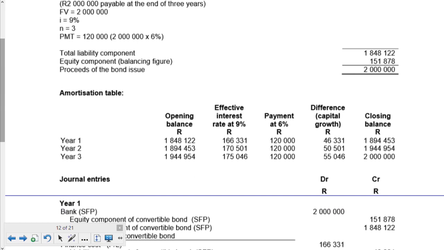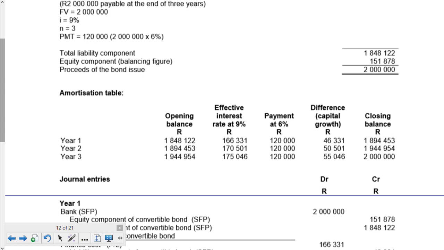$166,331 is your first interest, isn't it? And your payment is 120. So then the difference is your capital, and you'll see my capital growing. I start with capital of 148,122, and the capital will grow, and it will end on 2 million.